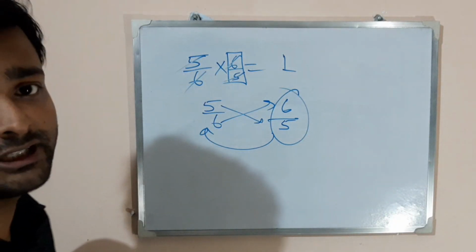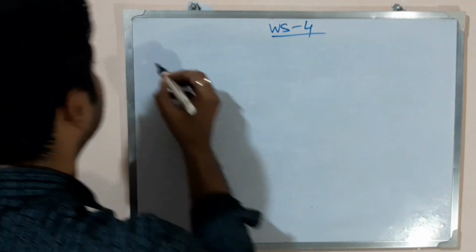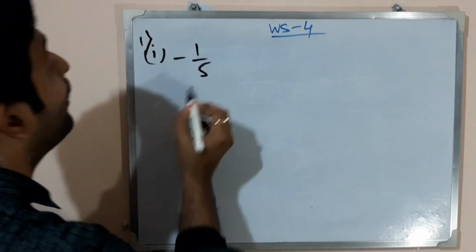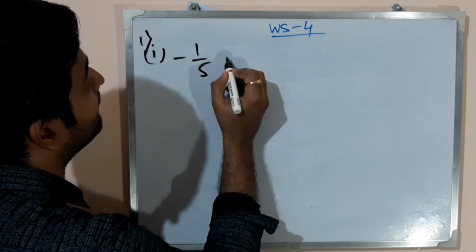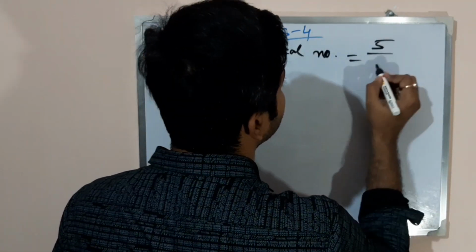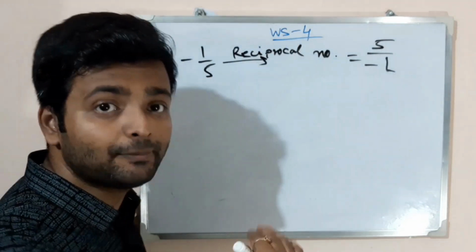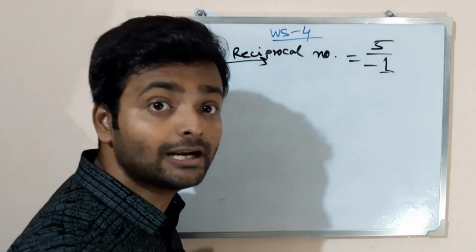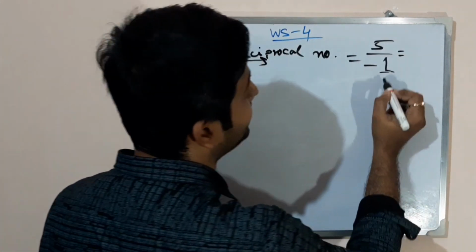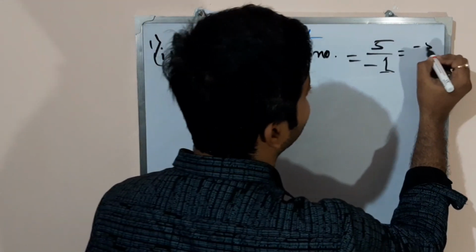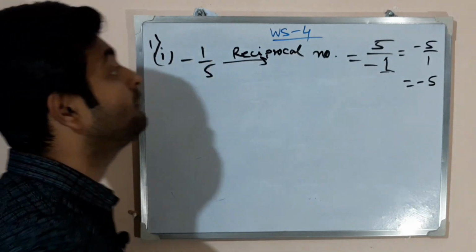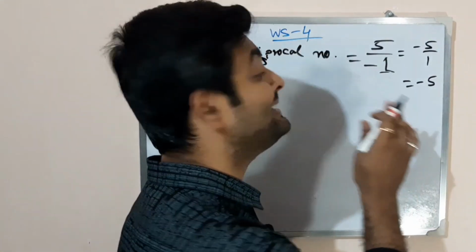So let's do worksheet 3. First question, find the reciprocal of the first one given, minus 1 by 5. Its reciprocal should be 5 by minus 1. Sir niche pair upar, but you can see the denominator is negative, so it is not in standard form. So we multiply both by minus 1 and get minus 5 by 1, that means minus 5. So the reciprocal of minus 1 by 5 is minus 5.